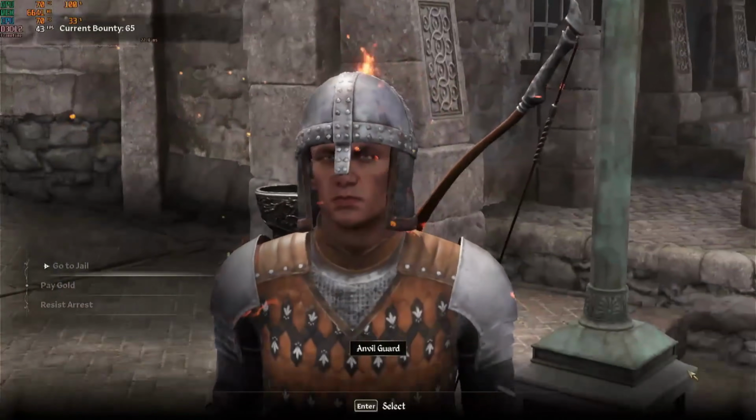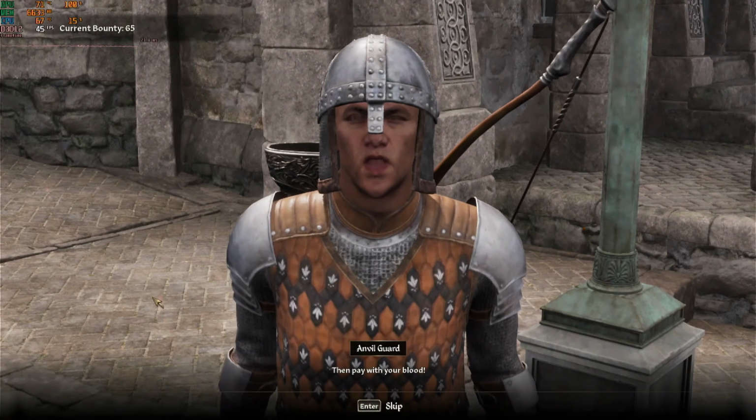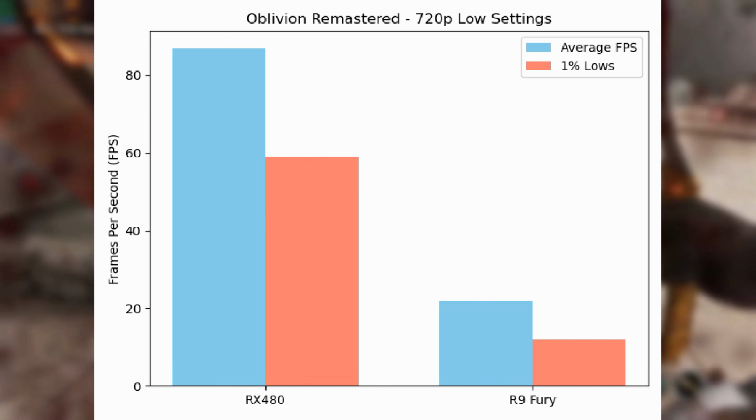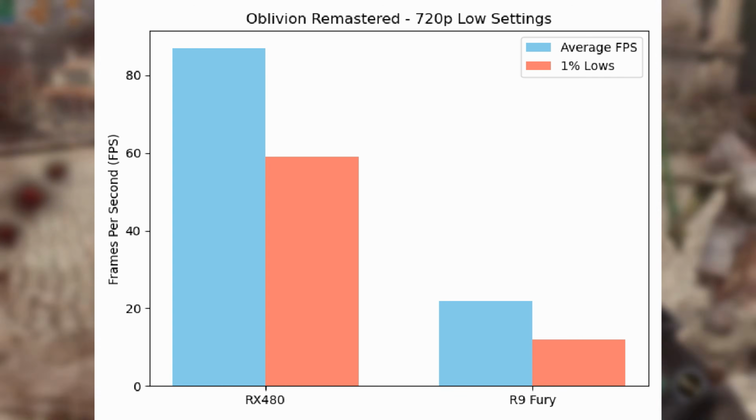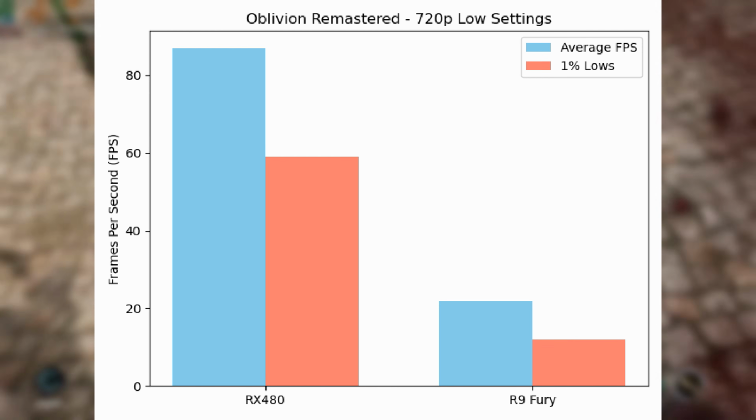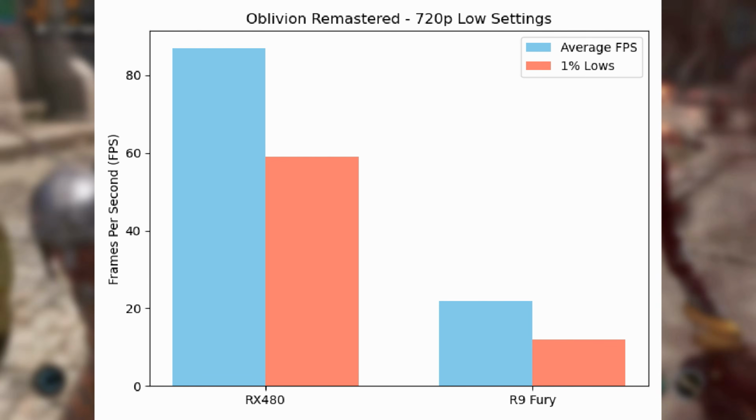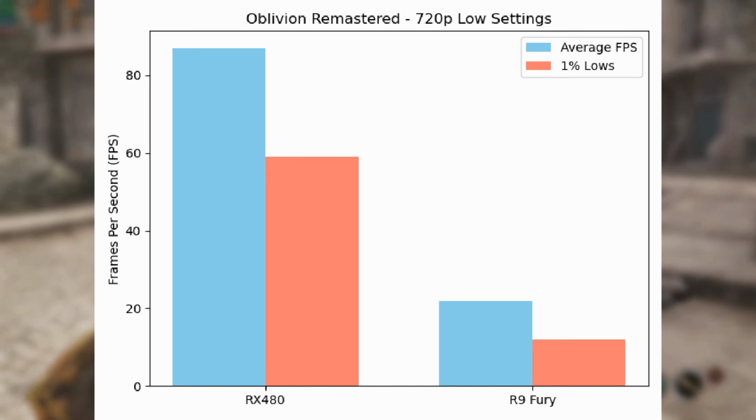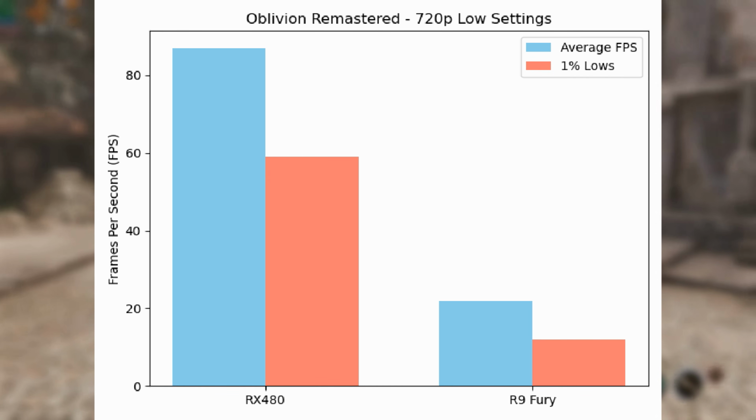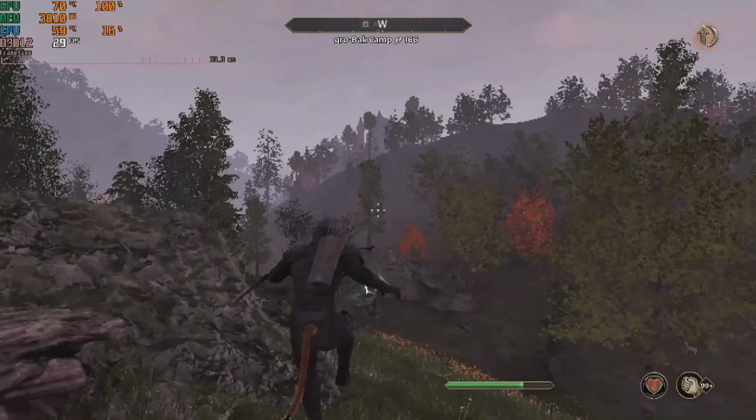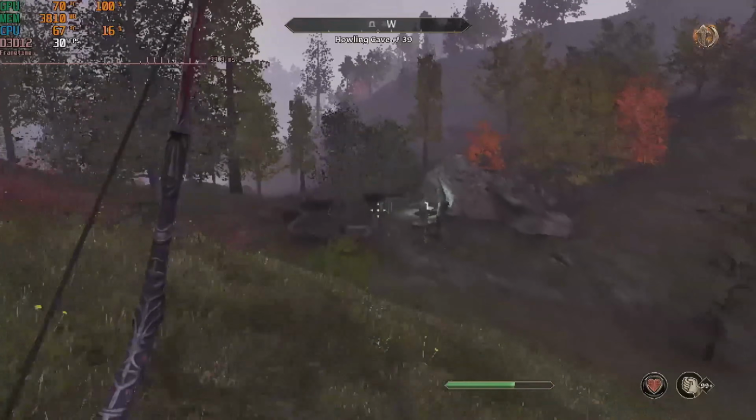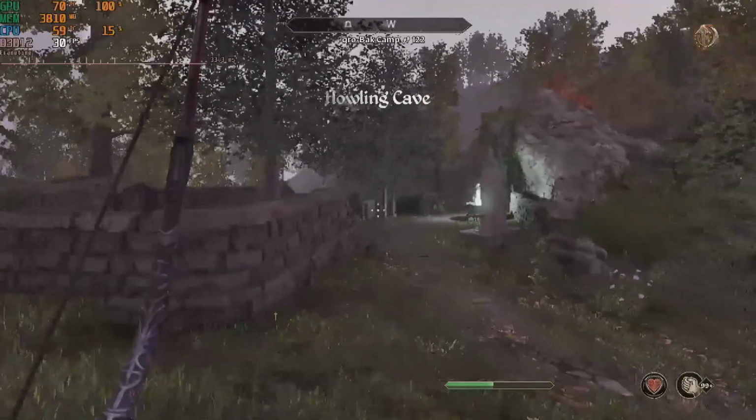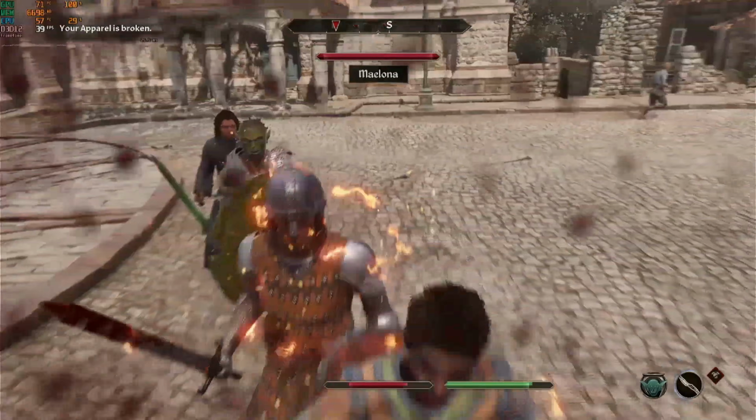Moving on to Oblivion Remastered, we can see that in 720p with low settings, the RX 480 is actually achieving a remarkably decent frame rate. I mean, the game didn't look particularly fantastic, but it was seeing well over 80 FPS on average. This compares to the R9 Fury, where we were seeing around 16 FPS on average, and if you've seen the R9 Fury video, you'll know that we needed some particularly bad settings just to get the game even playable. So compared to GTA 5's performance, things here were not particularly great.